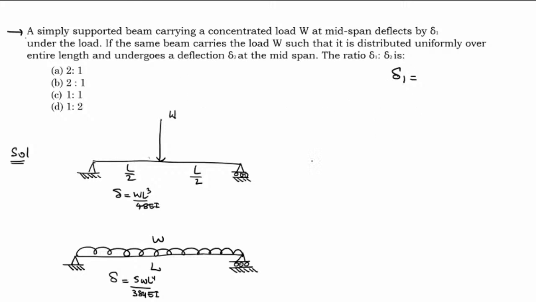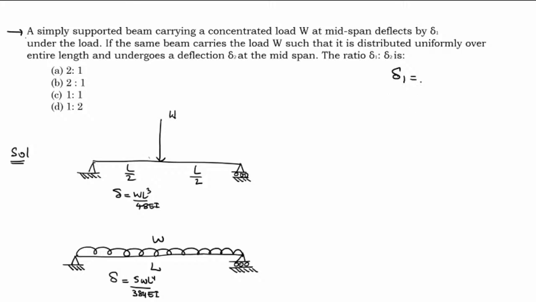So here, the ratio of delta 1 by delta 2: a simply supported beam carrying concentrated load W at the midspan deflects by delta under the load. If the same beam carries W such that it is distributed uniformly over the entire length and deflects by delta 2 at the midspan, then find the ratio of delta 1 by delta 2.